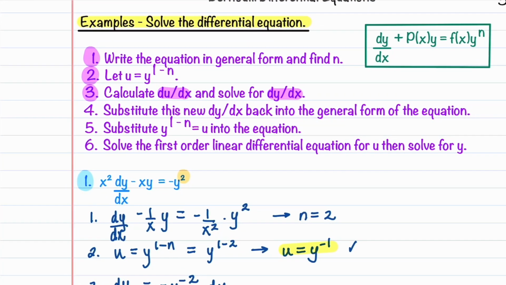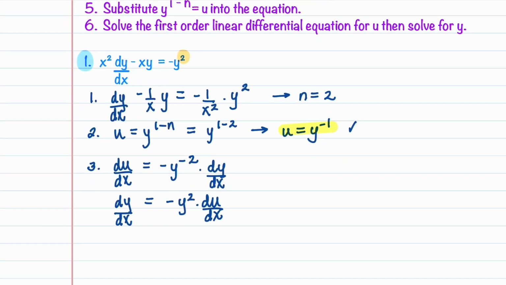Now let's go back up and look at step 4. We are going to substitute our expression for dy dx back into the general form of the equation. That general form is right here. Instead of dy dx, we're now going to have minus y squared du dx minus 1 over x times y is equal to minus 1 over x squared times y squared.